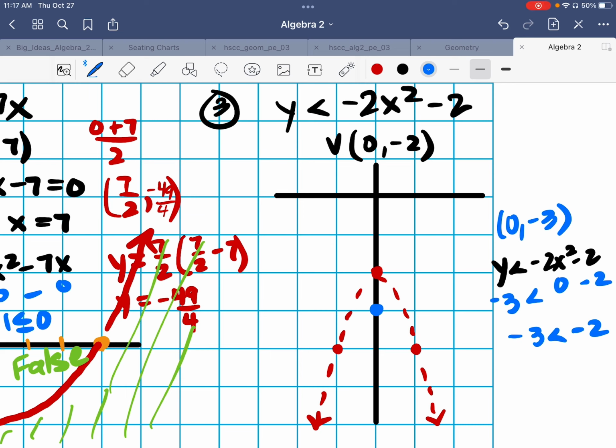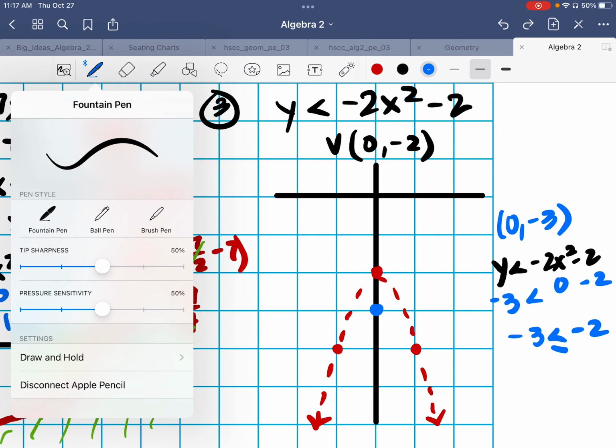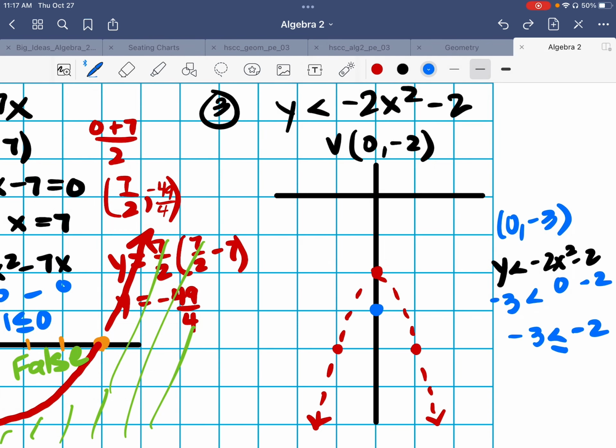Now, for those of you that don't know, the way I would do it is I would say negative 3 is lower than negative 2. So this statement is true. This is a true inequality. And this takes us through step 3 of the technique, where we want to determine whether or not it's true or false. Now, this is a true statement, which means we are going to shade inside of our parabola. And that is our graph for question number 3.